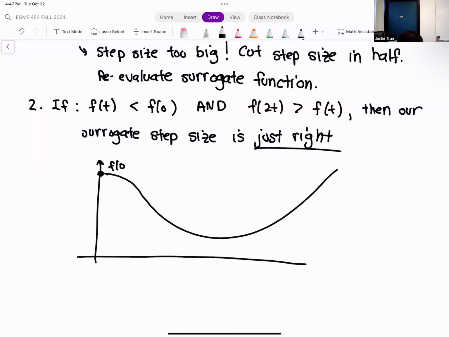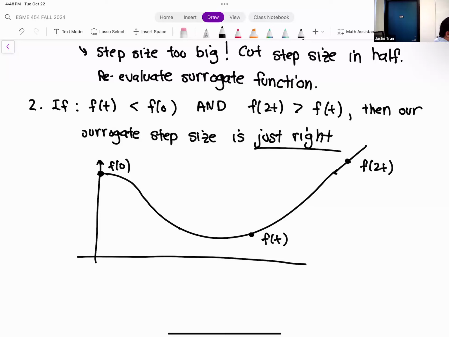So we have f of 0 here. Let's say f of t, it doesn't exactly have to be at the minima. Okay, so let's say f of t is right there, and then f of 2t like that. And so if we were to approximate this with a quadratic function between 0 and 2t, the assumption there is that we're going to get pretty close to the original function. So that's the best case scenario.